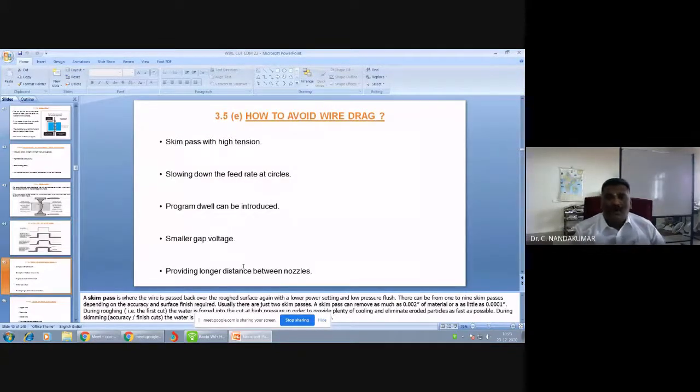So how to avoid the wire drag? Skim pass with high tension. A skim pass means the wire passes back over the roughed surface again with a lower power setting and lower pressure flush, slowing down the feed rate. A program dwell can be introduced, with smaller gap voltage, providing a longer distance between the nozzles.